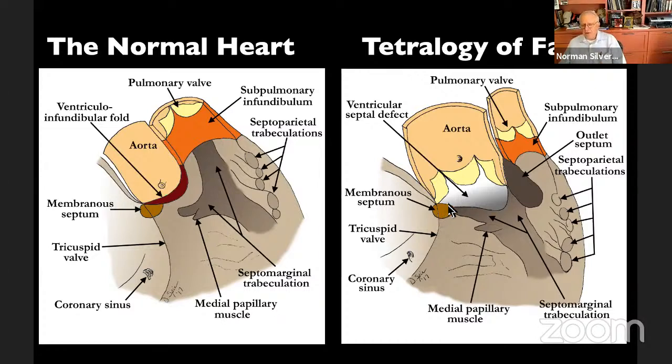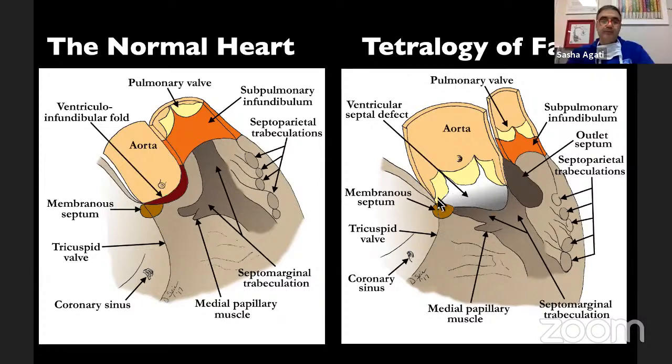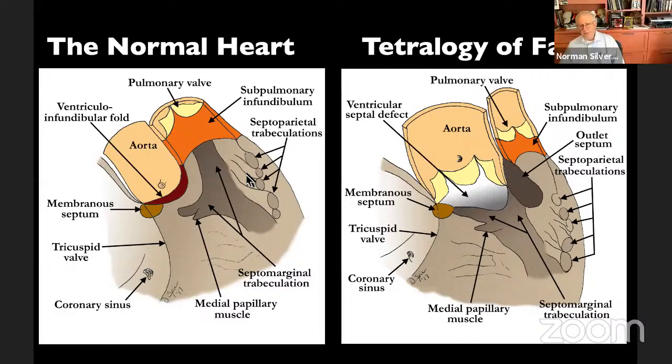So the defect is not really membranous. The defect is perimembranous, not really an inlet defect. Of course, if the defect is large, it can extend into the inlet septum. So I hope I've answered that question with this diagram, as well as with many of the pictures that I've shown.